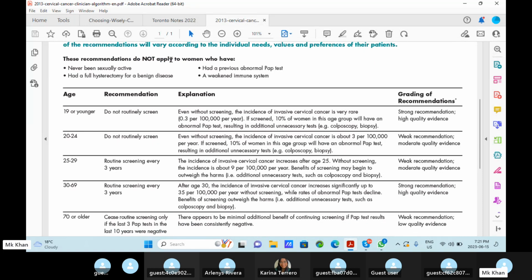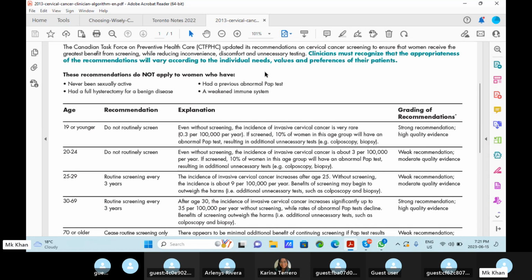These recommendations do not apply to women who have never been sexually active, had a full hysterectomy for a benign disease, had a previous abnormal pap test, or have a weakened immune system. It is important to remember who to screen, but it is very important to see which population is not included, because usually, like in colorectal cancer with inflammatory bowel disease, they can throw in one or two of those points, and then we will be confused and follow all the screening guidelines, but those people are actually excluded from the screening.